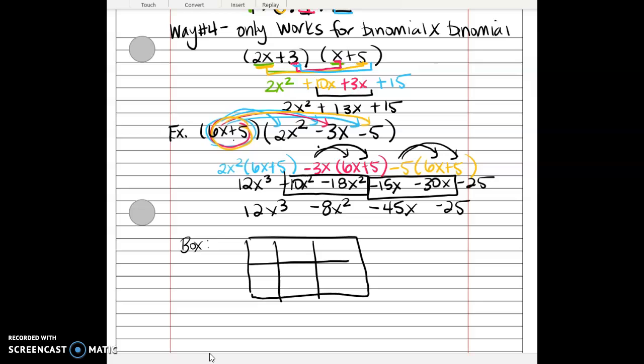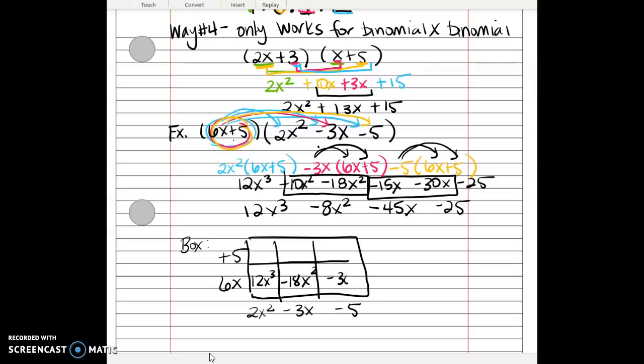Keeps things way organized. So here I have my 6x, and then the plus 5, and then I have a 2x squared, a negative 3x, and a negative 5. And then I'm just going to find the area of all the boxes. So here I have 6x times the 2x squared, so I get my 12x to the third power. I have my negative 18x squared.